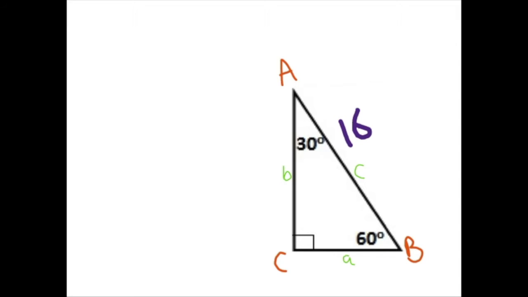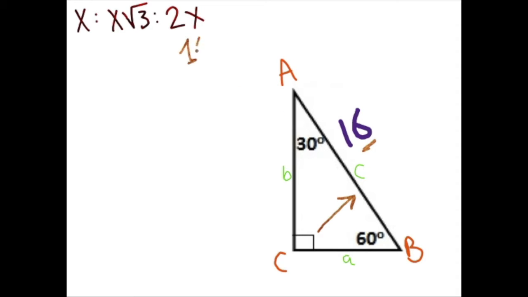Alright, for another example, this is also a 30, 60, 90 special triangle, and since we know that for sure, let's write down the ratio in the corner here because we might want to use it. So x to x root 3 to 2x. Alright, and in this problem here, we've got the length of the hypotenuse, or C, which is the side opposite to the 90 degrees. So let's write 16 under 2x here.